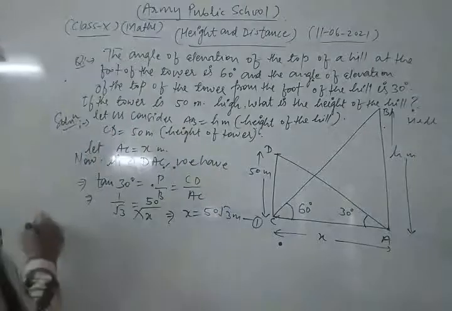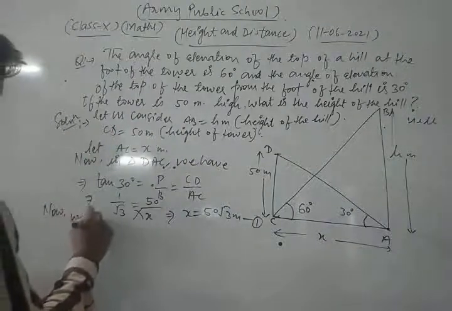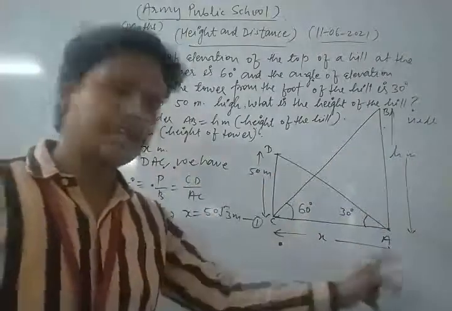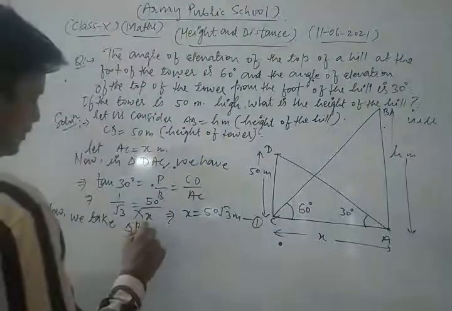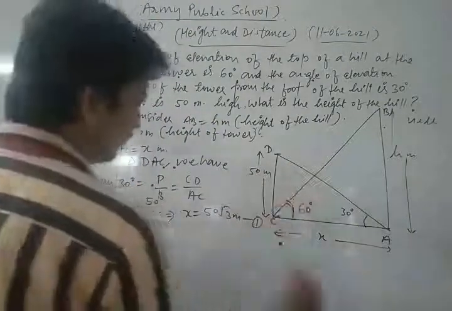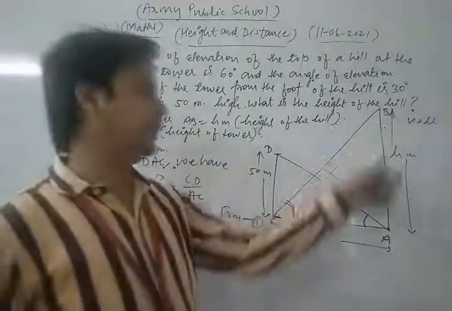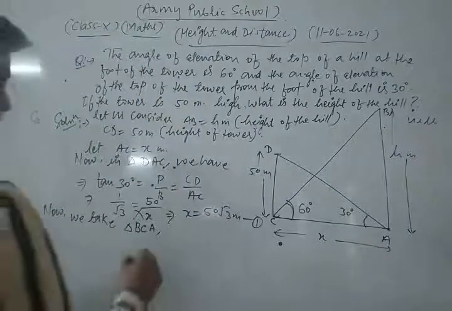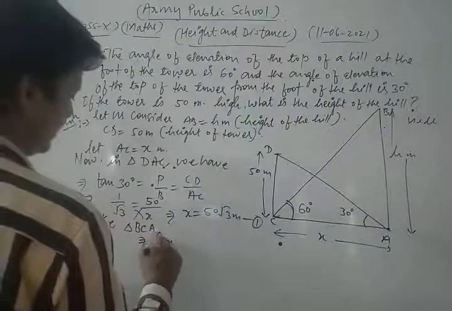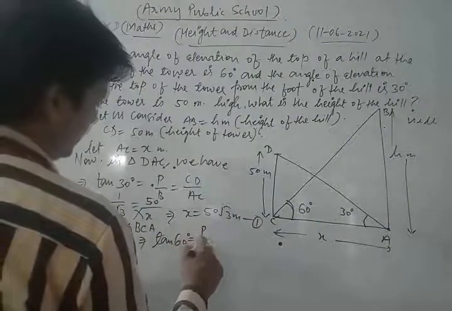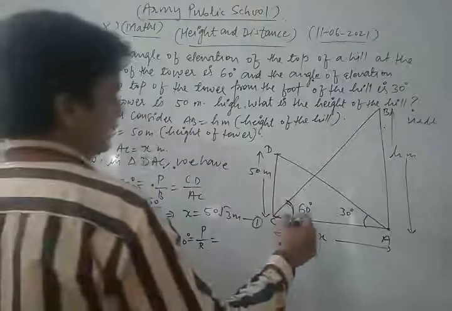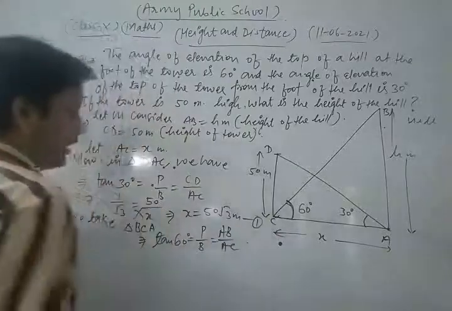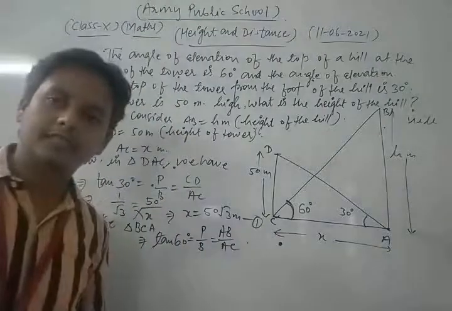Okay, let's see. Now we take triangle BCA. So we apply tan of angle C, because this is the perpendicular and this is your base, and perpendicular and base come in tan. So tan 60 degrees is perpendicular upon base. For that triangle the perpendicular is AB and the base is AC.